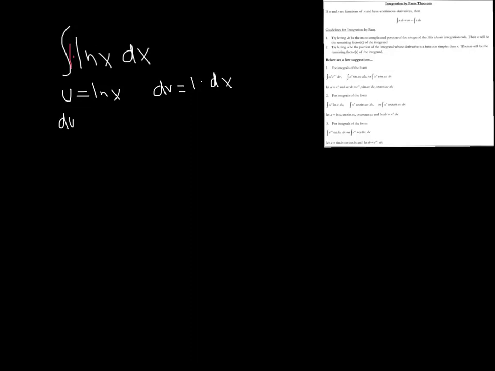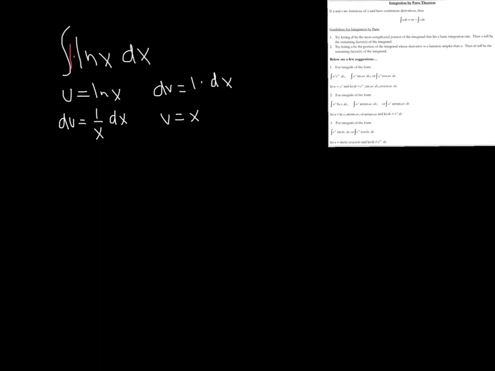All right, so du is the derivative of natural log, which is 1 over x dx. And the integral of 1 is simply x, so v is going to equal x. And so what we have here is uv minus the integral of v du. And once again, that is right here. So we are going to say u times v, which is x natural log of x, minus the integral of v, which is x, times du, which is 1 over x dx.